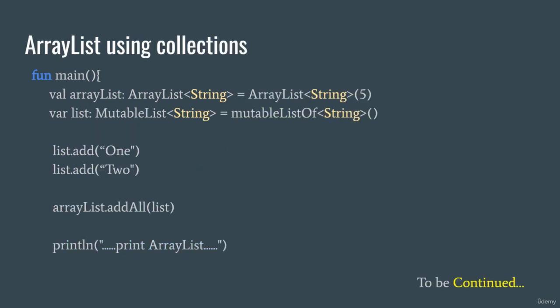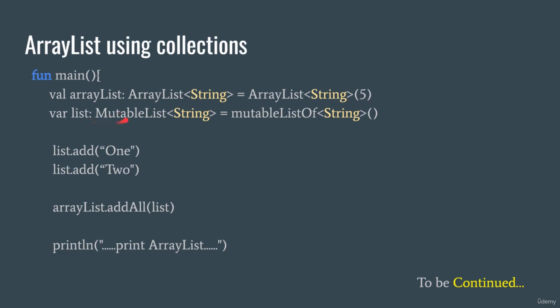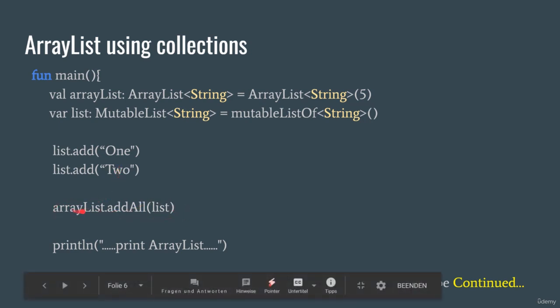Now the array list using collections, let's have a look at that. We can see we have again the function main, and then we create an array list. This time we set this array list as being limited to 5 entries. So this is the one example where you can limit an array list to a certain amount of values. And then we have a list, which is a mutable list of strings, and we put values in there. And then we add all of those values to our array list.